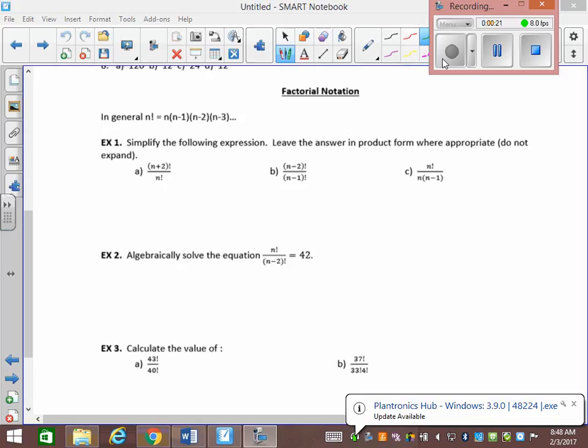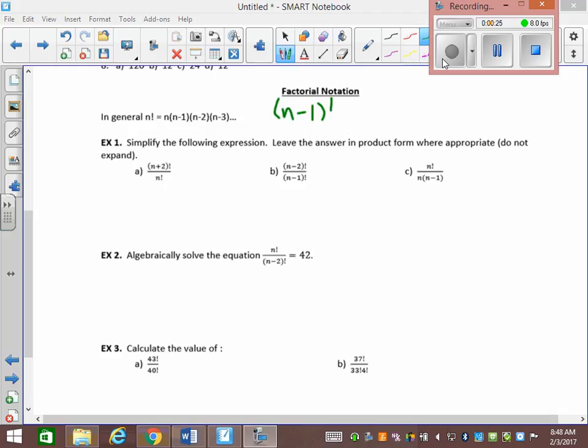So if we have n factorial, you'd have that. If you had n minus 1 factorial, you'd start off with n minus 1, and then the next term would be 1 less, so n minus 2, and the next one would be 1 less, so n minus 3, and then it would keep going on forever, right? Because we don't actually know when we'd hit 1 if we don't know the n.